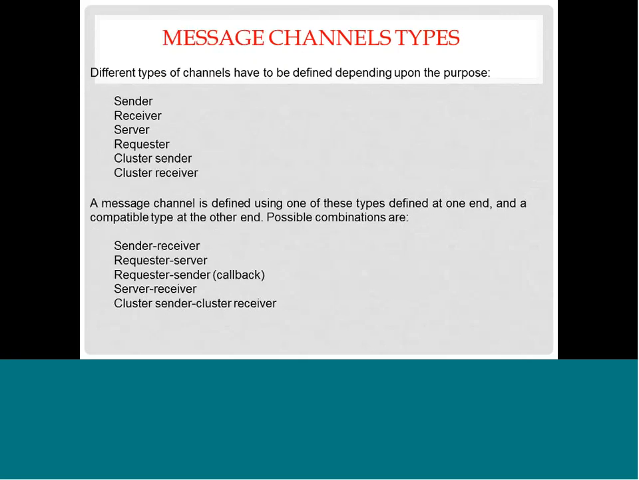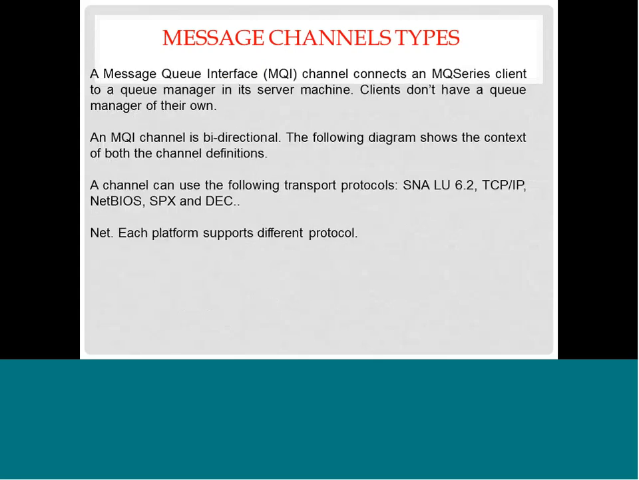These are the messaging channels: sender, receiver, server, requester. The combination channels are sender and receiver, requester and server, requester and sender, server and receiver, cluster sender channel, and cluster receiver channel. These are the combinations of the channels. I told you there are two types of channel: messaging channel and MQI channel, right? This is the MQI channel. MQI channels are two-way piping channels.